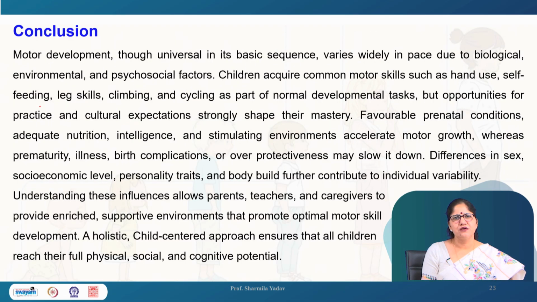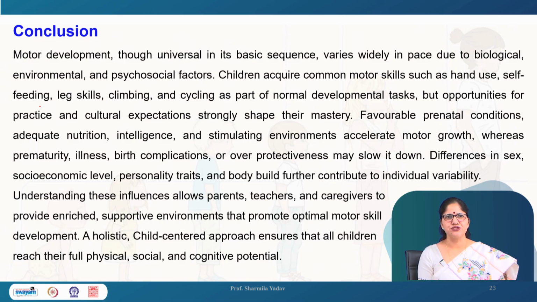Finally, we can conclude this lecture. Motor development, though it is universal in its basic sequence, varies widely in pace due to biological, environmental, and psychosocial factors. Children acquire common motor skills such as hand use, self-feeding, leg skills, climbing, and cycling as part of the normal developmental tasks. But opportunities for practice and cultural expectations strongly shape their mastery.